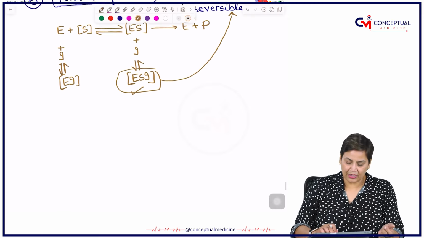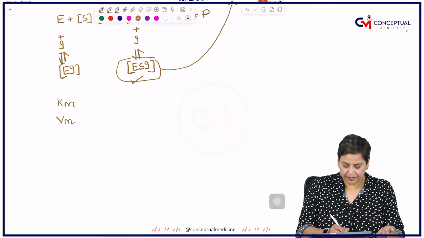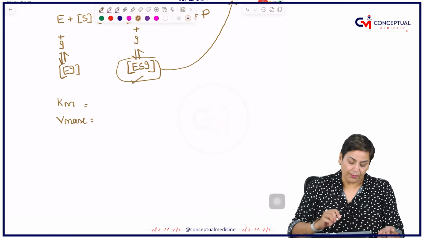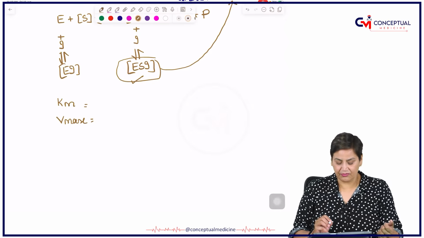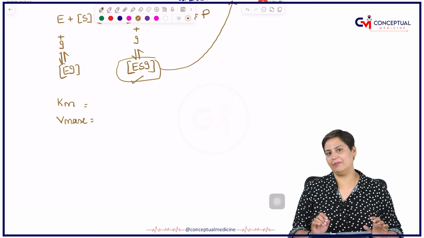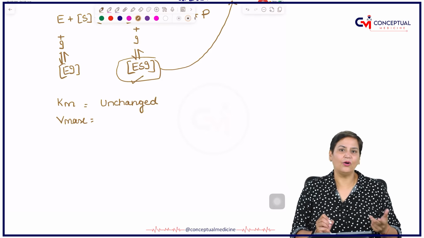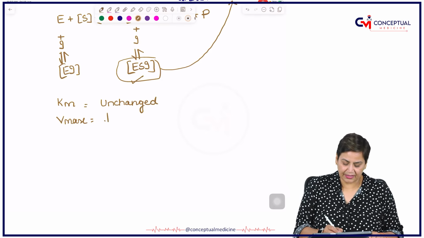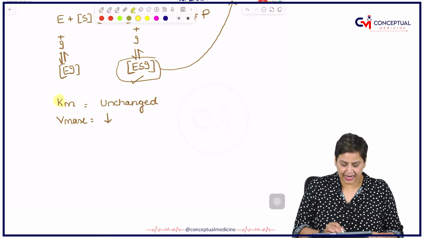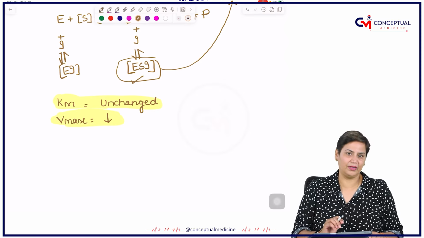Now, if we talk about the kinetics, again there are two factors. One is your Km, other is your Vmax. In competitive, the Km increases, Vmax same. Here nothing will happen to Km. So I can say Km will be unchanged, and obviously Vmax has to decrease. So I'll just highlight this: Km will be unchanged, whereas Vmax will decrease. And that is exactly what happens in non-competitive inhibition.